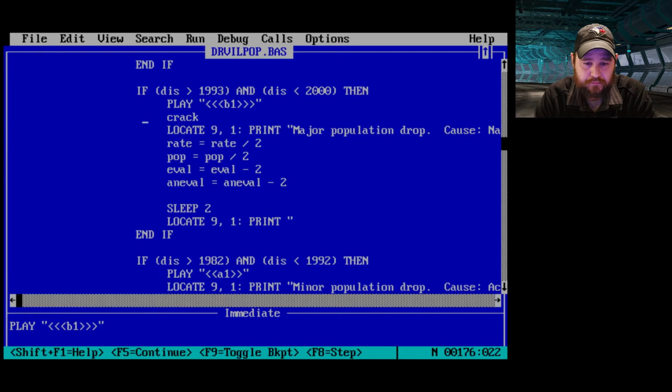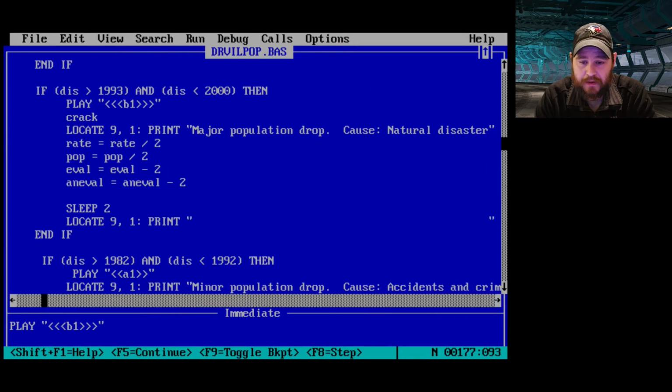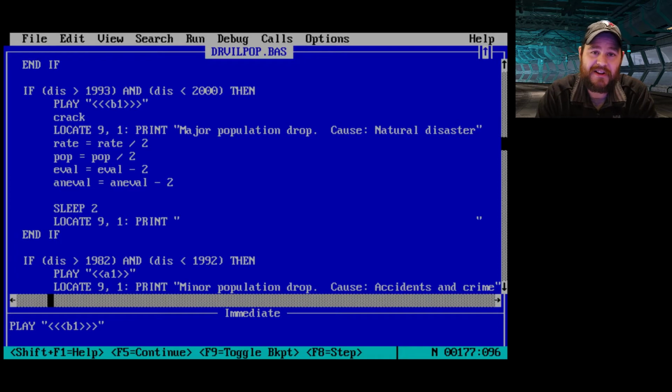Then we print major population drop, cause natural disasters. So this is the natural disaster. We were right: back in the first part of this episode, I surmised those cracks were earthquakes of some sort. But this is what actually happens. Your rate gets halved, your population is halved, and your eval is reduced by 2. We still haven't seen what those are for. I believe those will probably be used in your evaluation.